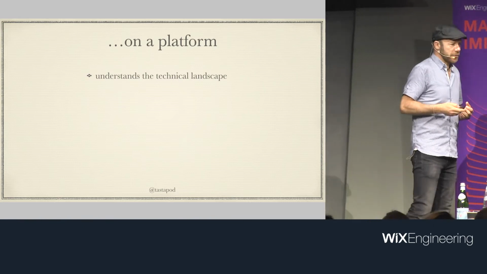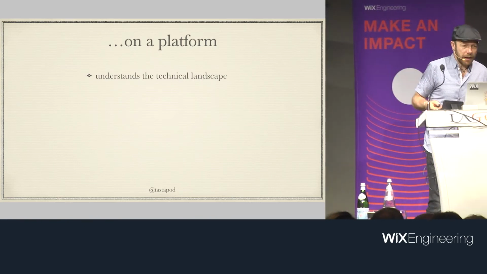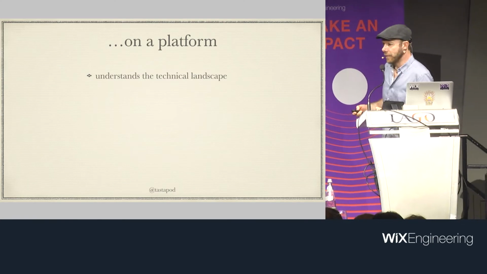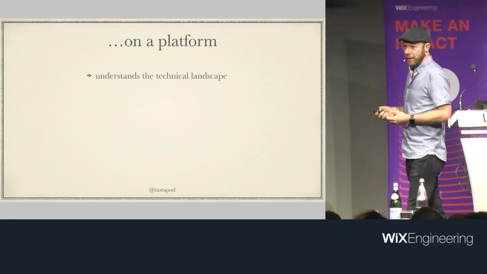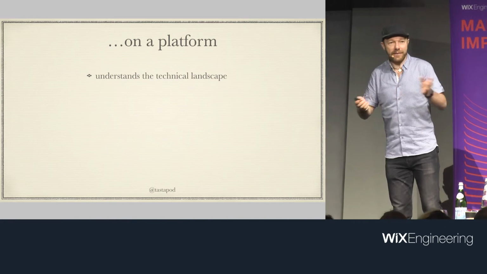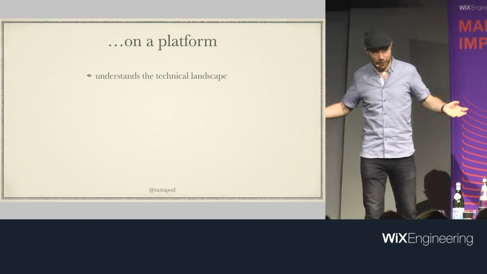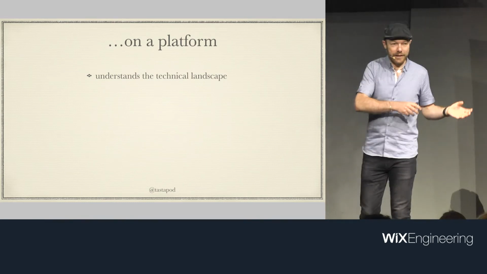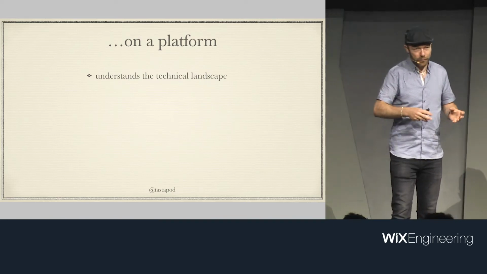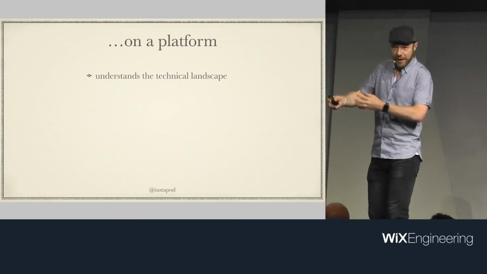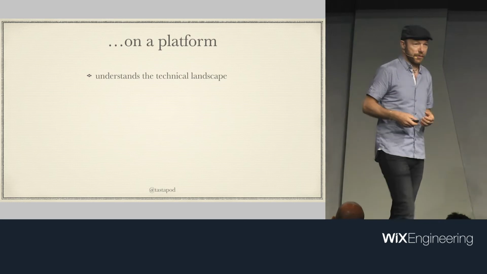So understand the platform that you're building on and understand the technical landscape you're working in. That takes time. Right? There's lots and lots and lots of pieces to the Wix ecosystem, to the Wix technology landscape. And obviously you won't learn all of those overnight. You'll start with the ones you're working on. You'll gradually navigate your way through them as you develop your career here.